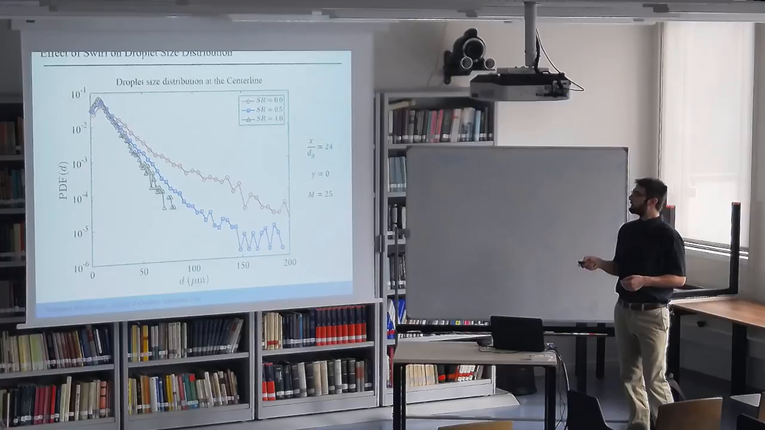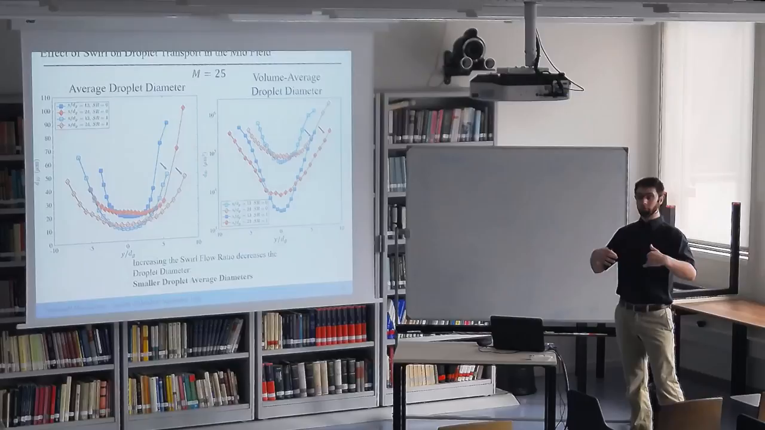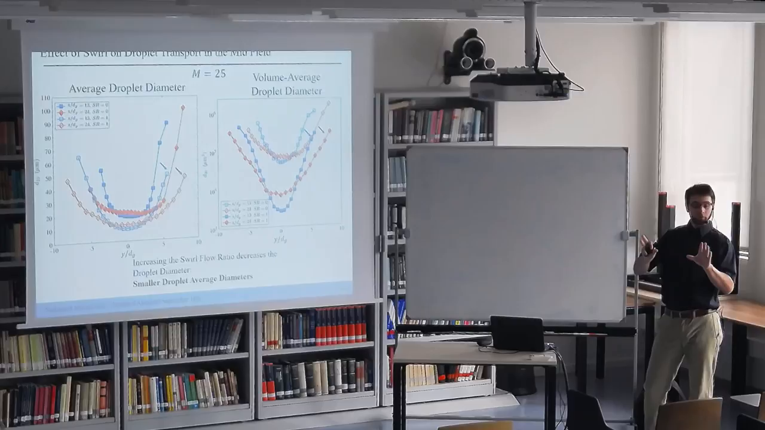So the filled symbols are without swirl, the empty symbols are with swirl. When you move from blue to red, you're moving further downstream. What you see is that the empty symbol curves are almost shifted downward. So throughout your spray, you have smaller droplet size.